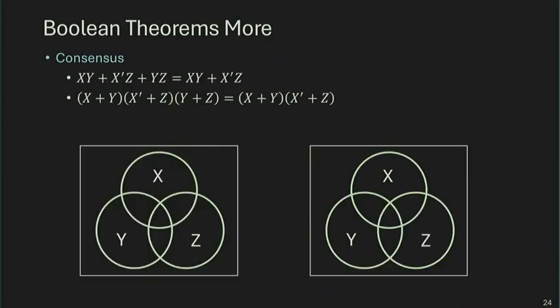Even more Boolean theorems. We're almost reaching all the Boolean theorems. They're about, I would say, 9, 10, 11, roughly, Boolean theorems. And we have seen most of it. The other important one is consensus. Consensus is saying that xy plus x prime z plus yz, you can essentially get rid of this yz, right, without changing the expression.